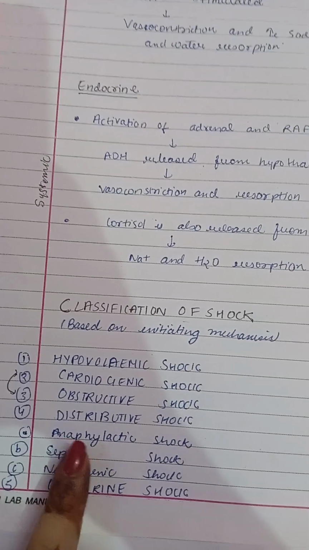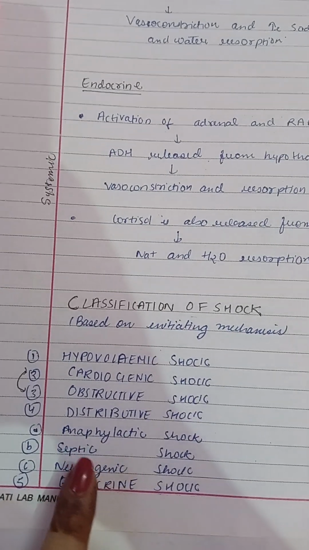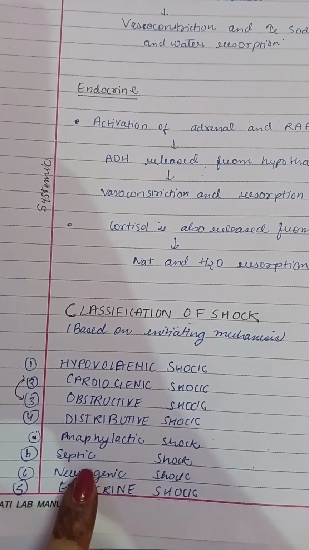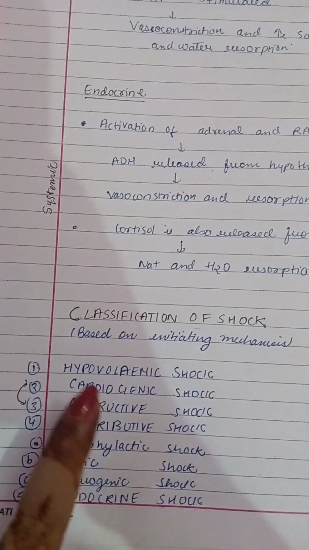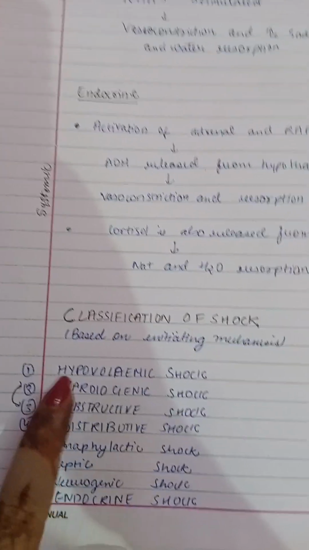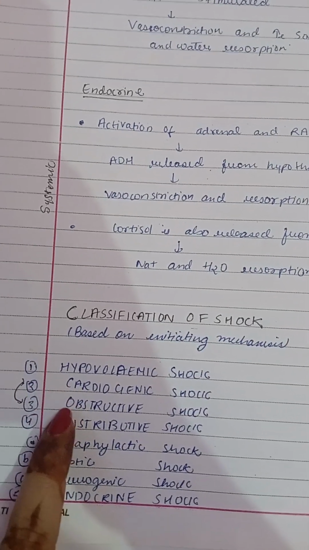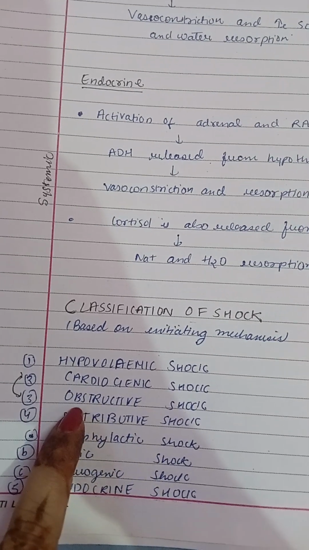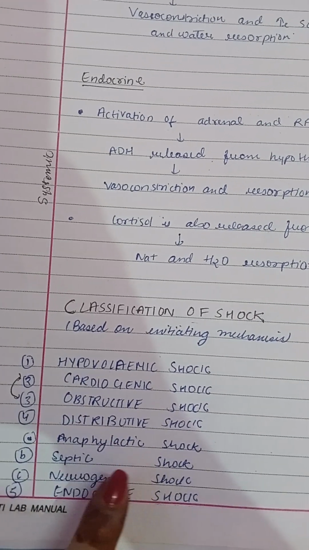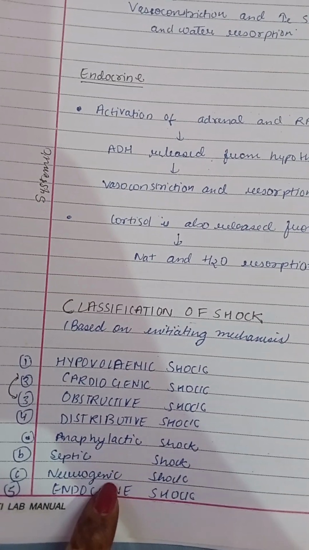Distributive shock. Under distributive shock, there is anaphylactic shock, septic shock, and neurogenic shock. And the last one is endocrine shock. So broadly, there are 5 kinds of shock: hypovolemic, cardiogenic, obstructive, distributive, and endocrine shock. Under distributive, there are 3 kinds: anaphylactic, septic, and neurogenic shock.